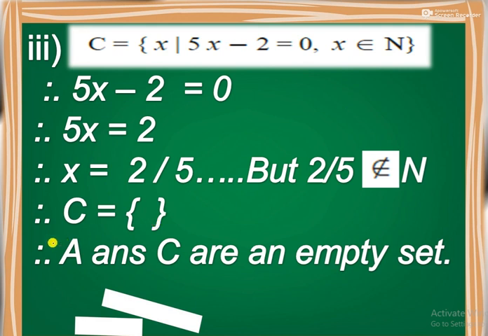Therefore, we can say A and C are empty sets. Here we have to write D, not S. A and C are empty sets.